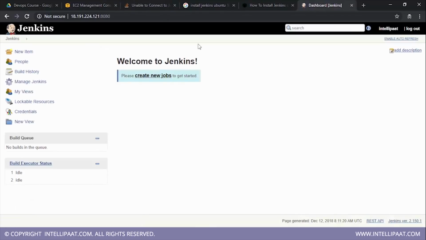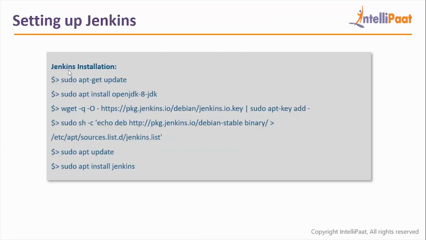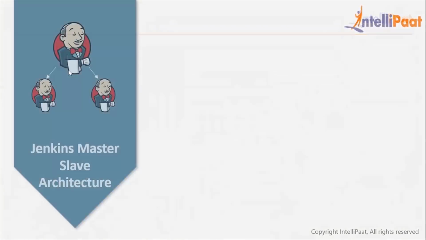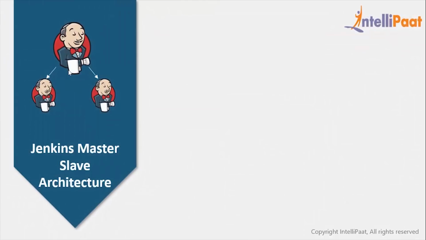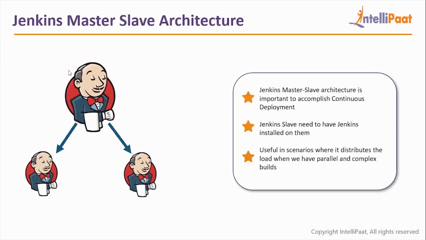All right, so this is how your Jenkins dashboard looks like. We're going to come back to this, but before that, let's just go back to our slides. All right, so guys, we've successfully installed Jenkins on our system. Our next topic would be to understand the Jenkins master slave architecture. How does Jenkins work in the production environment is what we're going to discuss over here.